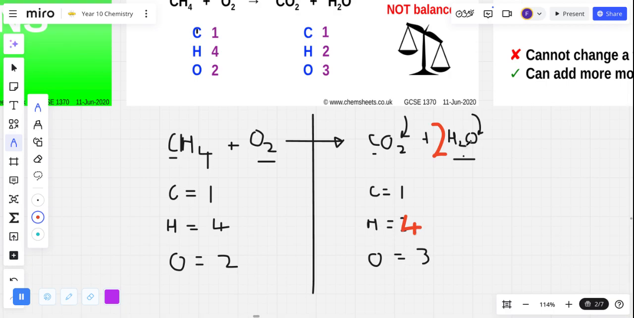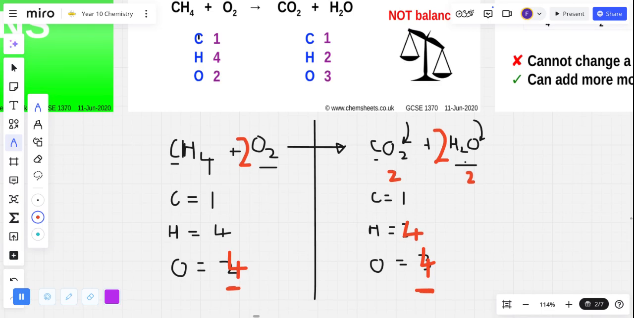Because now my oxygens have changed. I've got 2 oxygens here, and then 2 times 1, 2 oxygens there. So now I've got 4 oxygens. It's like, no. But now my oxygens are different. Well, if I've got more oxygen on this side, I'm going to need more oxygens here. Well, I've got O2. I need more of them. So what I can do is double. I can put big 2 there. 2 times 2 is 4. So 4. All right. This is how you taught it in school.